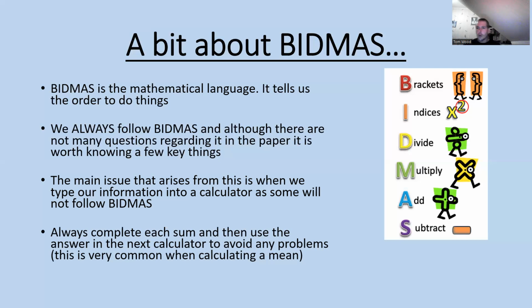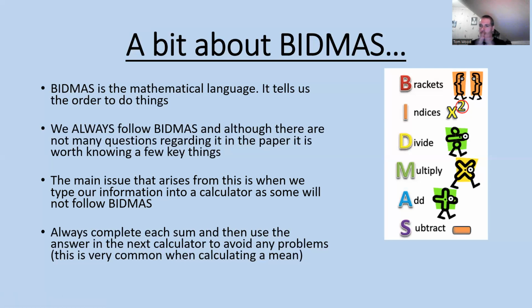Sounds like a lot of talking. I do apologize. The main point here is that we always follow these steps. We always do our brackets first, and we're going to look at what they are and how they work in just a second. Then we do our indices. That's not just somewhere where the pirates sail. So indices are square numbers, cube numbers. It's anything with this little number up here, also called a power.